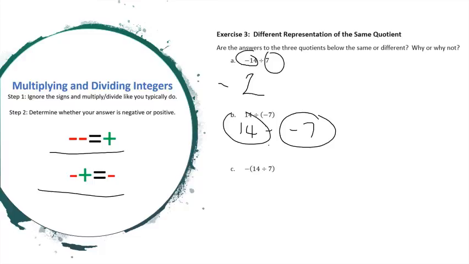This one I would rewrite: 14 divided by -7. Now again, is your answer going to be positive or negative? I'm dividing a positive by a negative, so I know my answer is going to be negative. 14 divided by 7, skip count, 7, 14, gives 2, so the answer is -2.